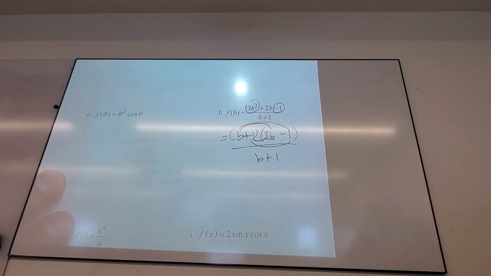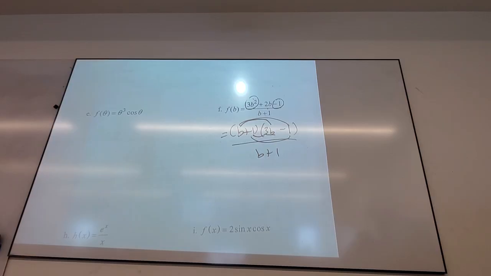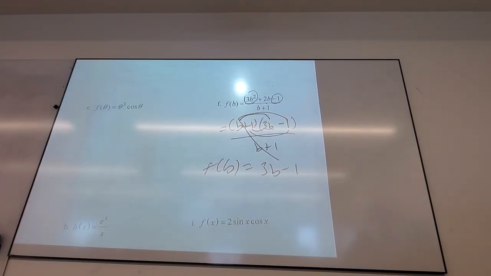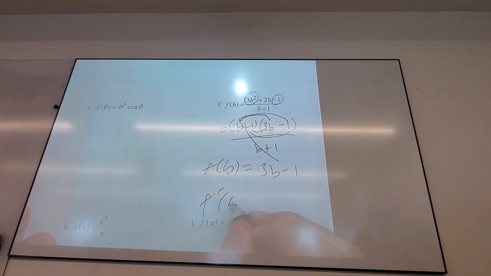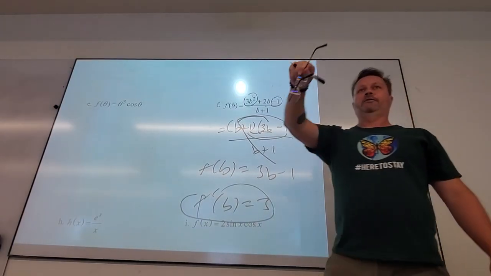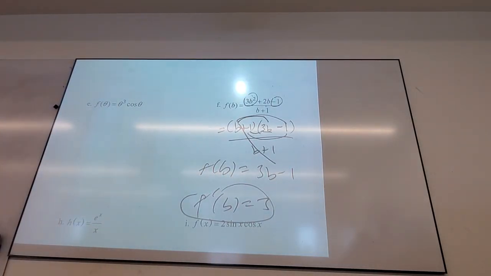If I give you a problem and there's a chance it will reduce, it will simplify, do that. Because then it has less going on. In this case, look, that is f of b. What's its derivative? 3. Just 3. Would you get that same answer if you did quotient rule? Yes. It would take you a lot longer. F prime times G minus F G prime. I'm not saying there's something wrong with quotient rule. I'm saying there's something wrong with using it when you don't have to.